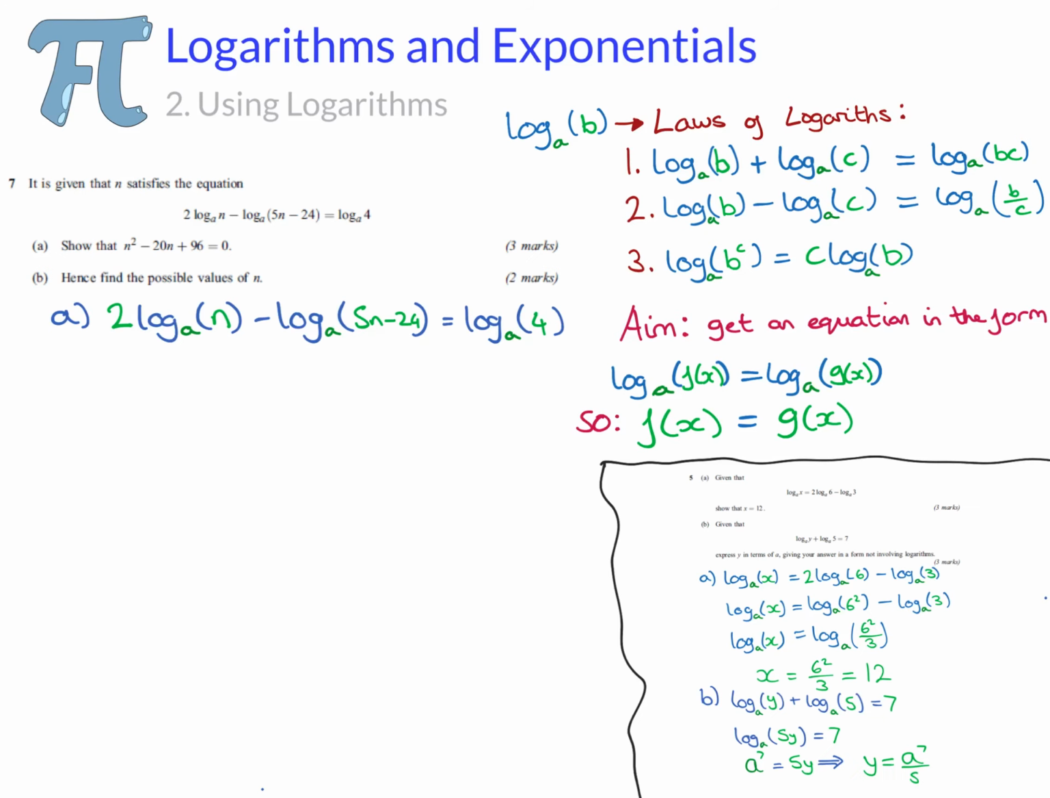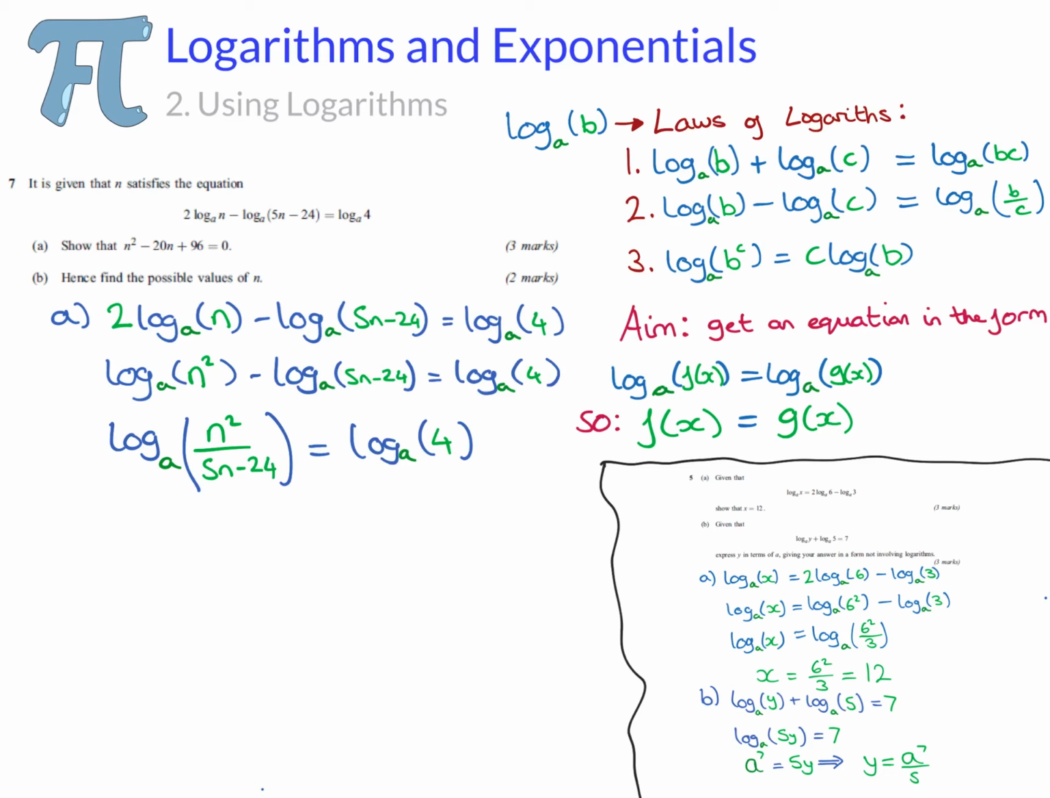In the second exam question, we again notice the matching bases and so aim to manipulate the equation using the laws of logarithms. The first term can be expressed as this using rule 3, and when combined with the second term using rule 2, we get this. Equating the arguments, we obtain this equation here, which after rearranging can be expressed in the required form. To solve the equation, we must simply factorize.